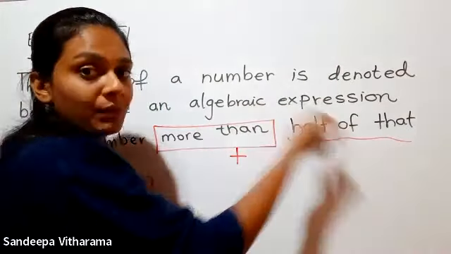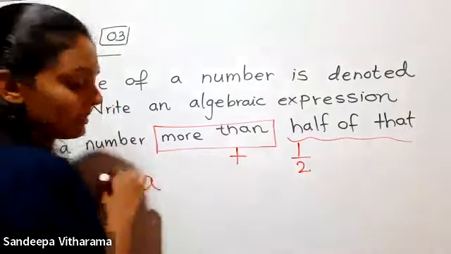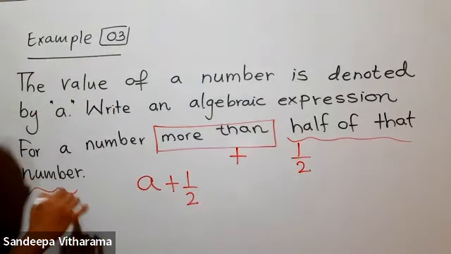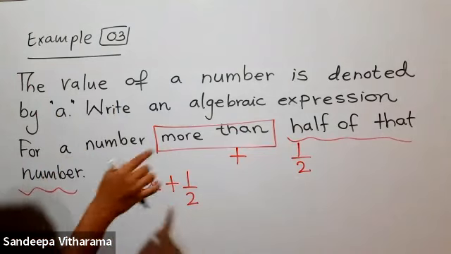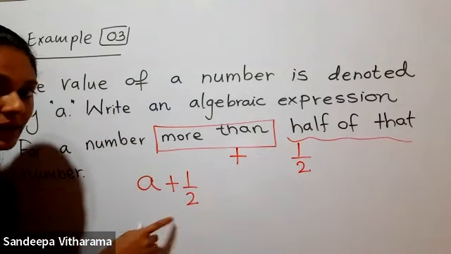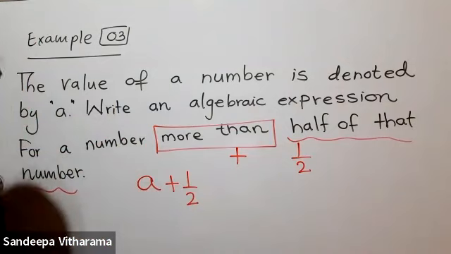දැන් මෙතන half නේ, half of that number. මෙන්න මෙයත් එක්ක මේ addition එනවා. The number that is more than half of that number is: you have to add half to the given number. Okay? Did you understand?